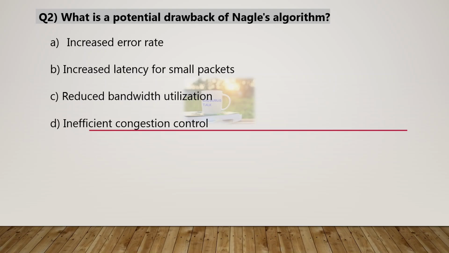Nagle's algorithm can introduce additional latency for small packets as it waits for either an acknowledgement of the last packet or enough data to fill the MSS before sending. So this can be undesirable in applications requiring low latency communication. So the answer is increased latency for small packets.